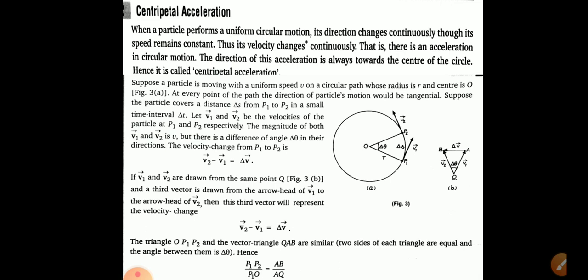The angle contained between the two equal sides is delta theta for both the triangles. Therefore, the two triangles are similar triangles. Now apply the property of similar triangles, that is corresponding sides are proportional. We can write P1P2 upon P1O is equal to AB upon AQ. Students, see the diagram very carefully and try to understand.